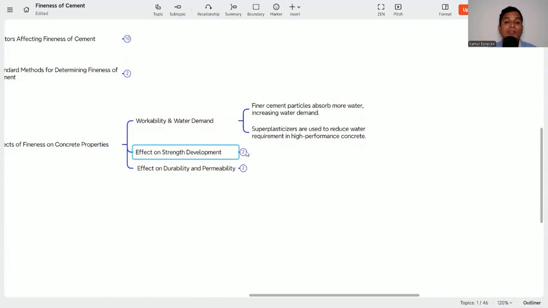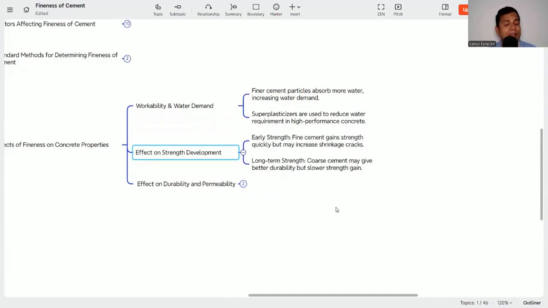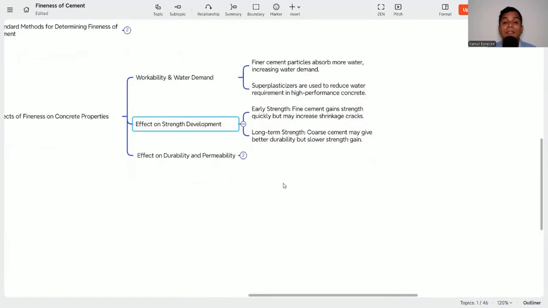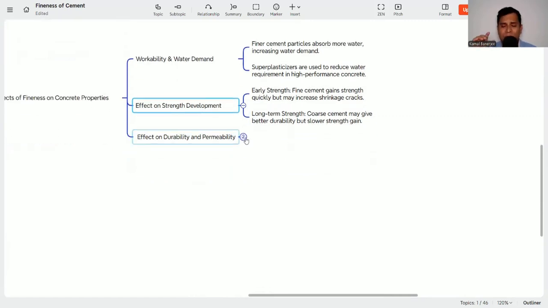Then the effects on strength development, early strength. For fine cement, as I discussed, the surface area is more, the rate of hydration is more, so the early strength gain is higher. For long term strength, coarse cement may give better durability but slower strength gain. But it also needs to be chosen according to your project requirement. If you need early strength, then you need more finer particles. If not, then you can go for the coarser cement. So according to your project requirement, you need to choose what kind of cement to use.